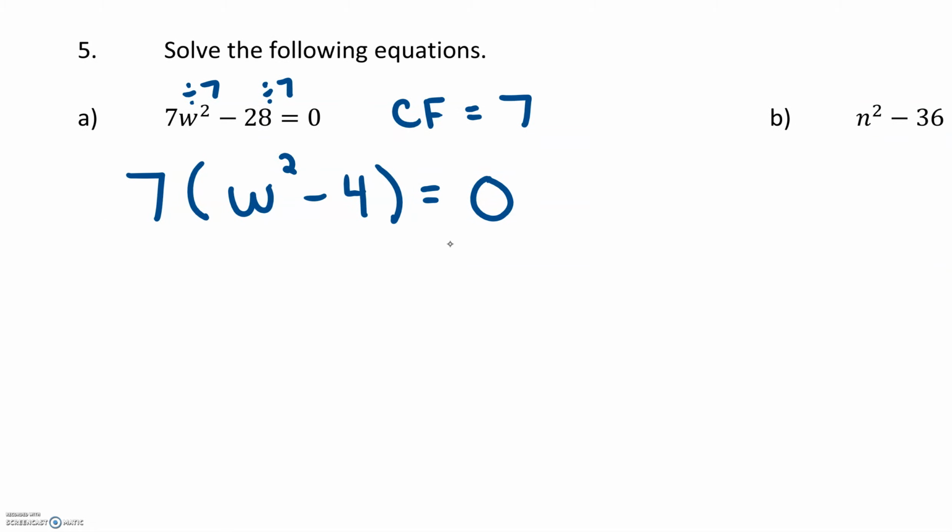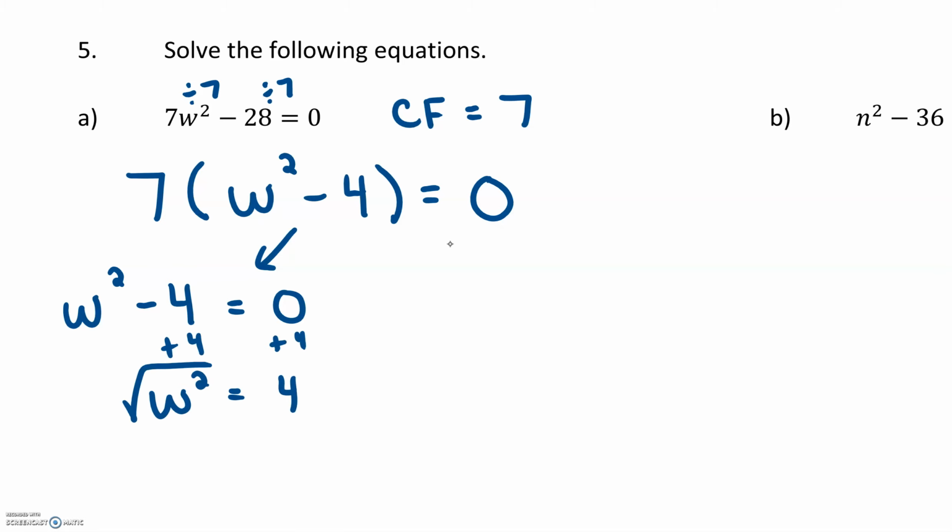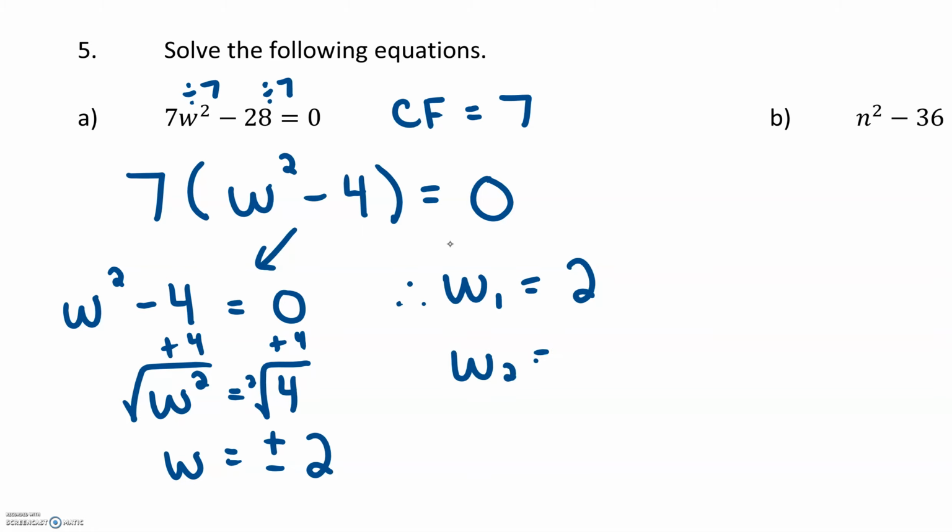This is factoring, but we're not quite done factoring. There's a couple different ways you can do this. You can put your arrow and put w squared minus 4 equals 0. If you want to solve for w squared, you just add 4 on both sides. Square root to get rid of the squared, and here's where the problem became. A lot of people did not do the plus or minus. Because there's a square root, you have to do the plus or minus. So for your therefore statement, you have to tell me w1 equals 2, w2 equals negative 2.